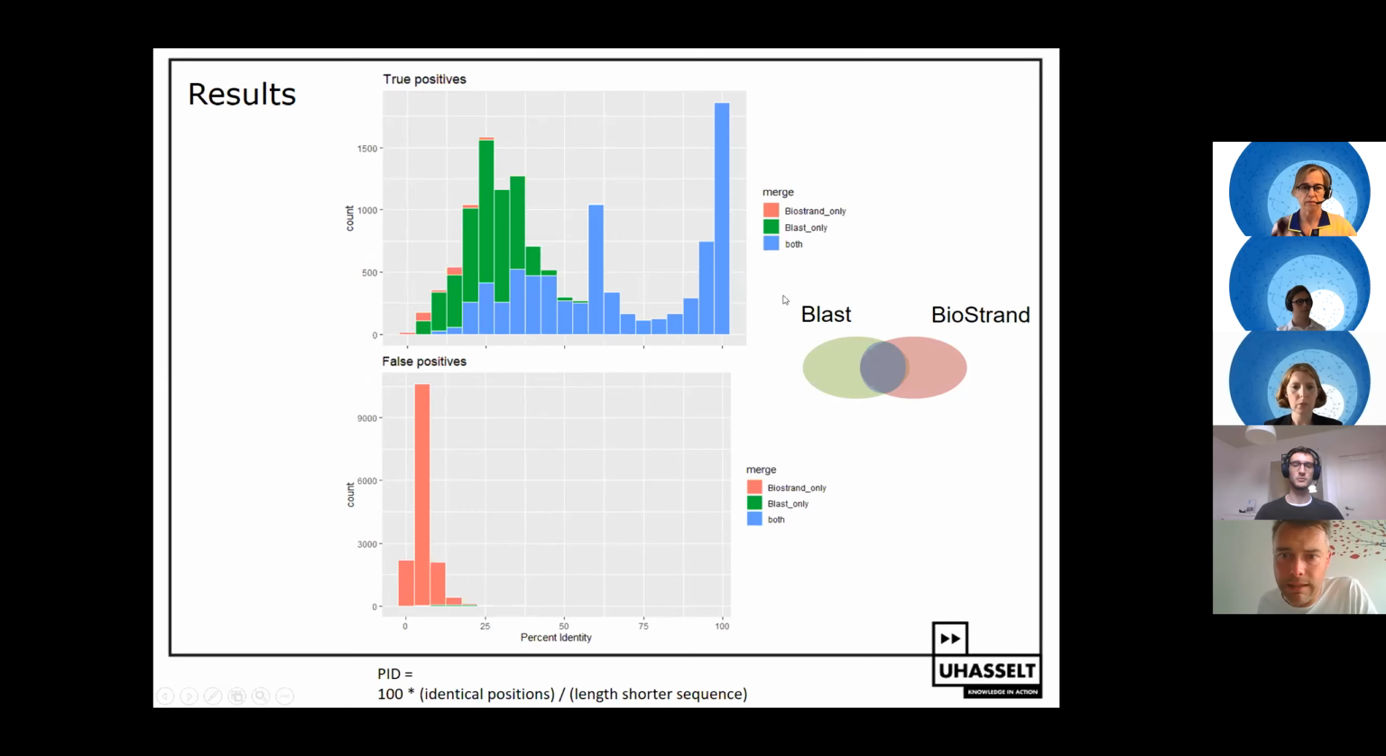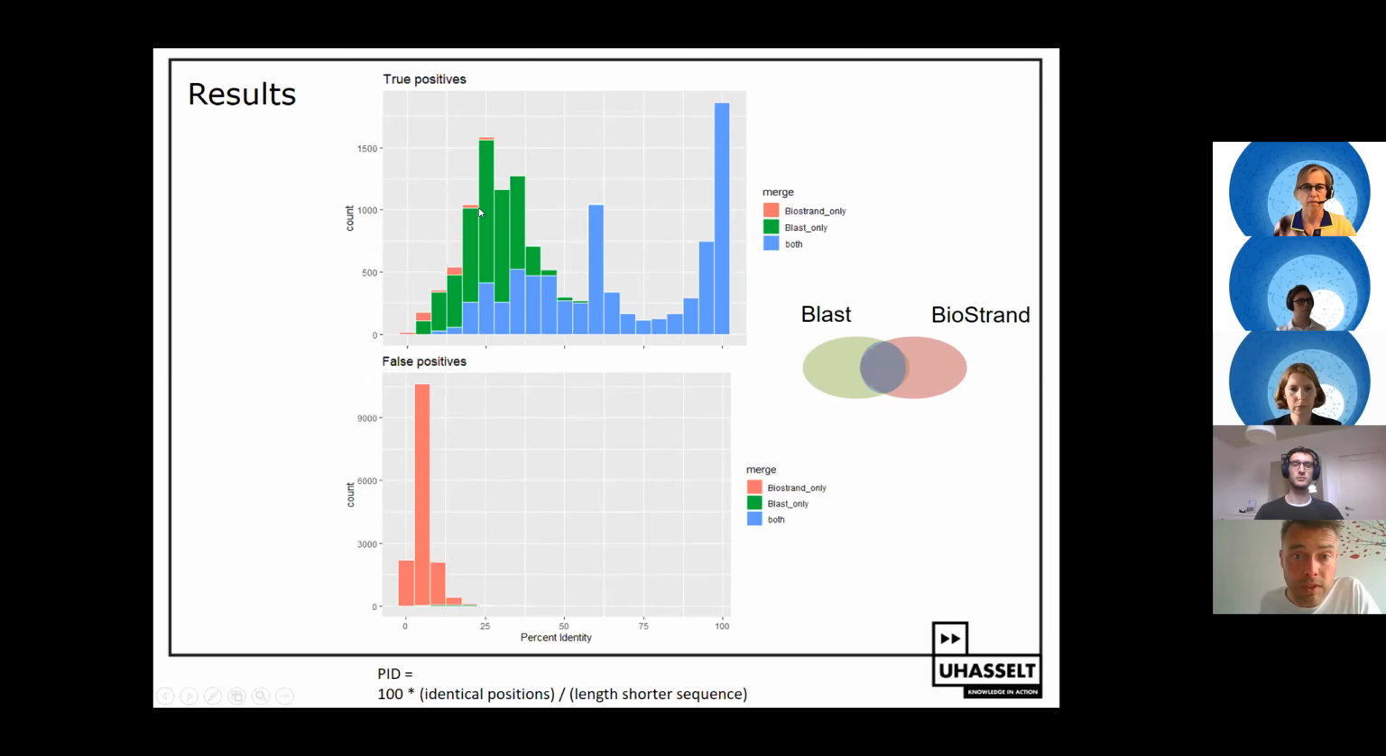I counted the true positives, but sorted them according to percentage identity. Interestingly, both BioStrand, the fast indexing approach, a static algorithm, and the dynamic BLAST algorithm were able to retrieve most of the high percentage identity sequences. It's only when percentage identity drops below, let's say, 40%, that the dynamic algorithm improves and is also able to recover these sequences, which contain a lot of deviations.